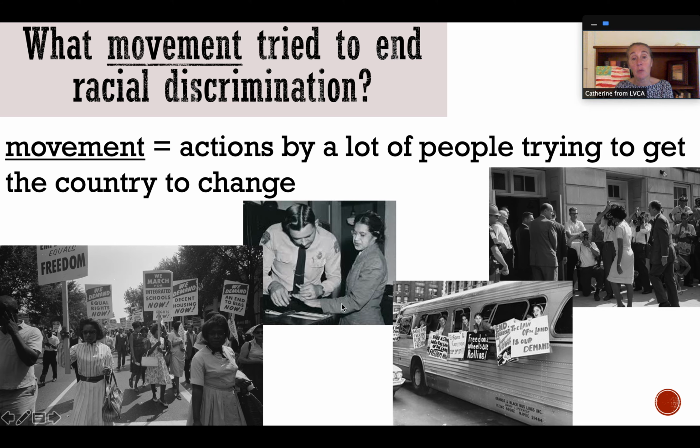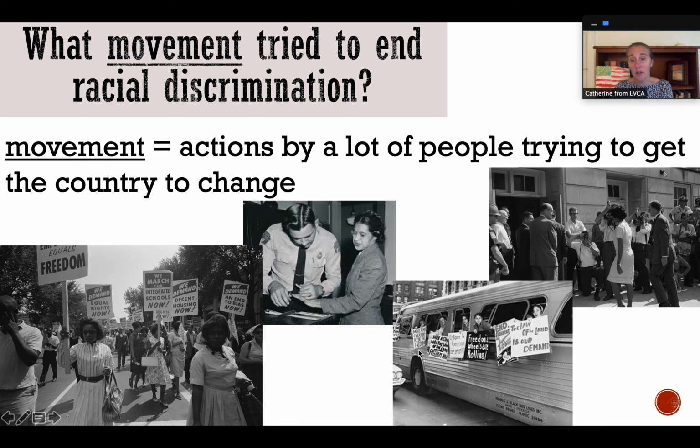Here's an example of a woman who was arrested because she refused to move to the black section of the bus. On a city bus, they said white people sit in this area and black people have to move to the back when more white people get on the bus. She refused because she wanted to be part of the movement to end discrimination, and she was willing to be arrested in order to try to stop racial discrimination on the bus.